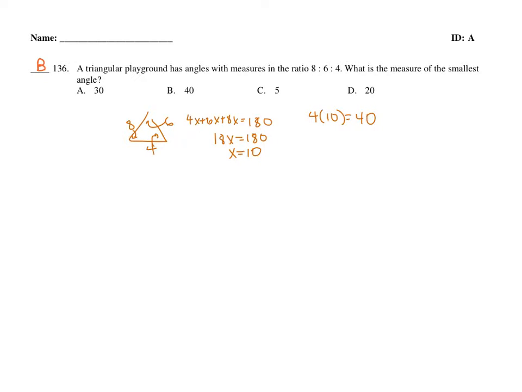136, triangular playground has angles in the ratio 8 to 6 to 4. So with a ratio, I don't know what my x is. I don't know what they're going to be multiplied by, but I do know that 4x plus 6x plus 8x would equal 180. So add those up, I get 18x equals 180, which means x is 10. So the shortest side, I would say, is 4 times 10, which is 40.